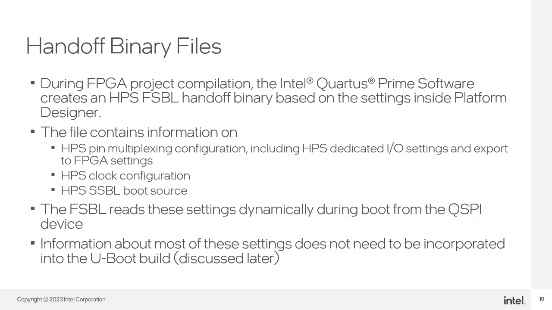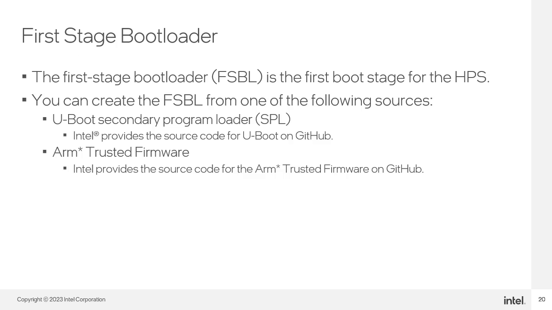The file contains information on HPS pin multiplexing configuration, for example, and including HPS dedicated I/O settings and export to FPGA settings, HPS clock configuration, HPS second stage bootloader source. The first stage bootloader is the first booting stage for the HPS. You can create the necessary files from the sources provided by Intel in GitHub on U-boot and ARM trusted firmware repositories.